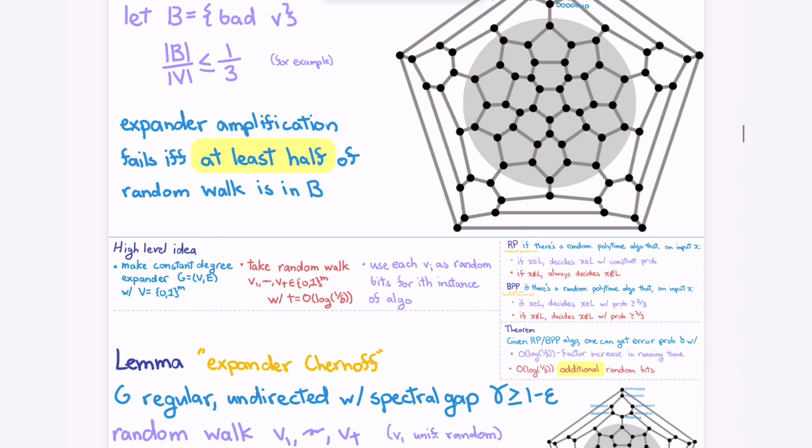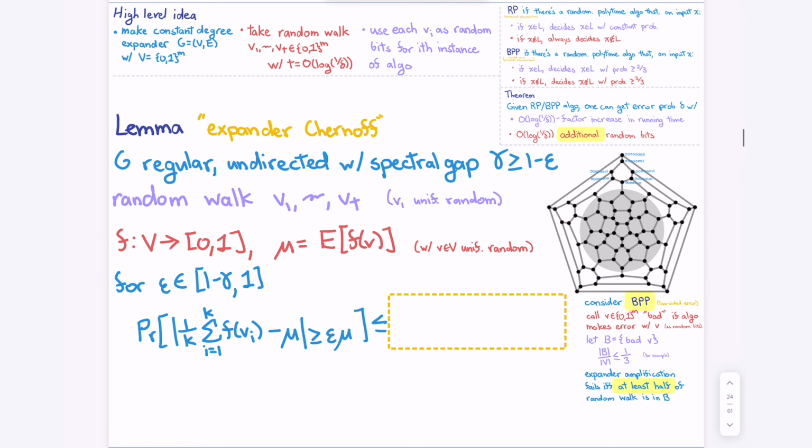Okay, so to do that, we're going to have sort of like an expander version of a Chernoff bound. So let me parse this slowly. Let's say you have an undirected graph with some spectral gap, gamma, which is actually easier to write as 1 minus epsilon. Okay, and you take some random walk.